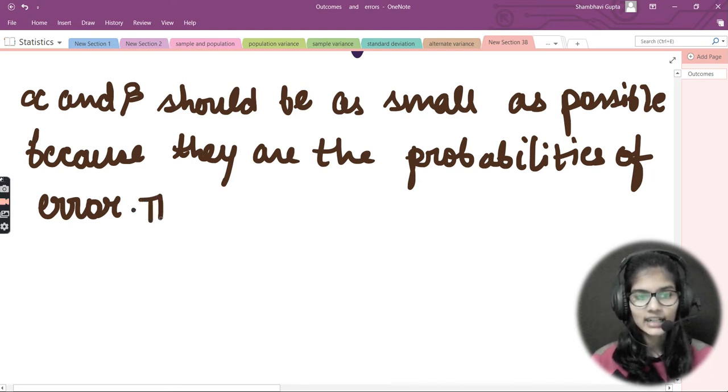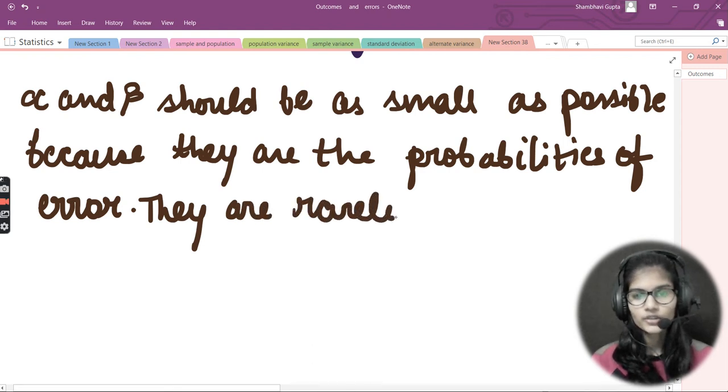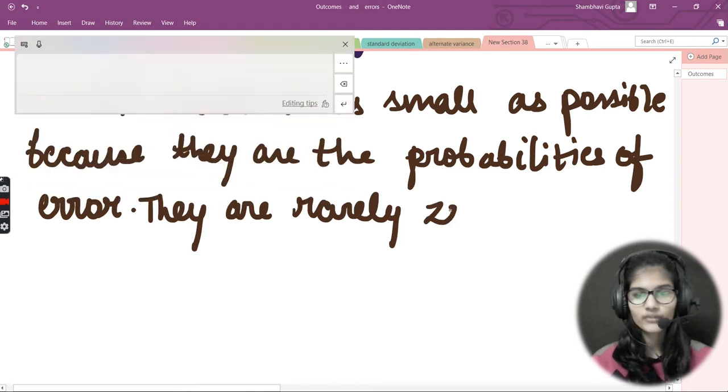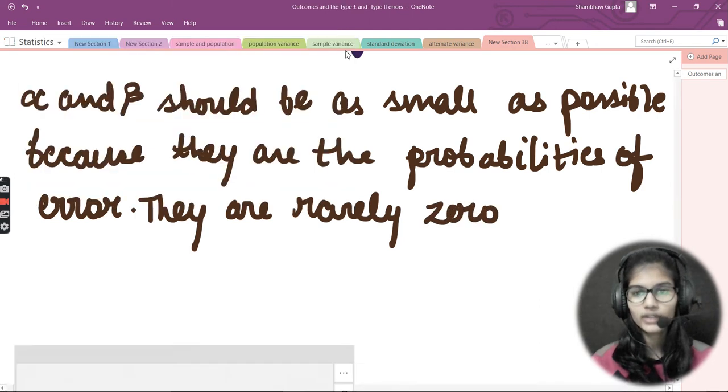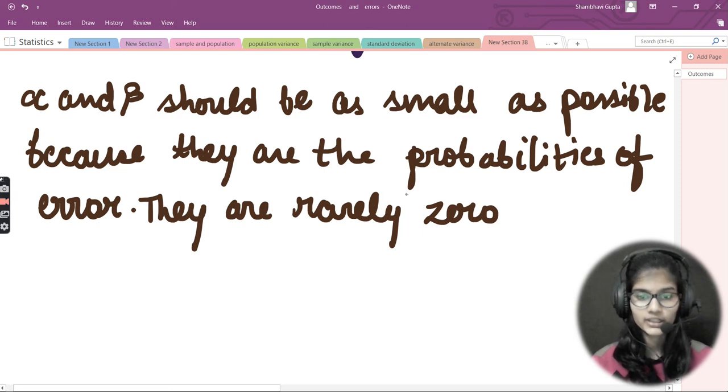And the next case that comes is that they are rarely zero. So basically you will rarely be able to see the probabilities of error as zero, like the values for alpha and beta you will rarely be able to see as zero. So that does not come in a manual way, that you'll be able to see zero. So that is not the case here.